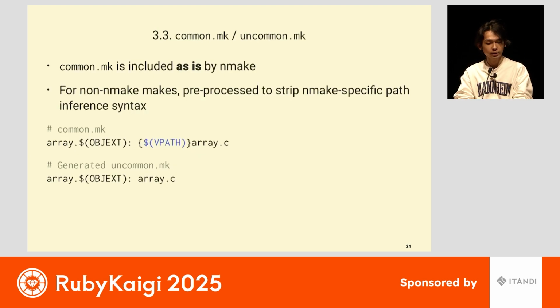And we have an interesting, in other words tricky, approach to handle different make implementations. We have common.mk in our source tree, and that contains rules that work with any make syntax. For make implementations other than nmake, we pre-process this file to generate uncommon.mk while stripping out nmake-specific features.